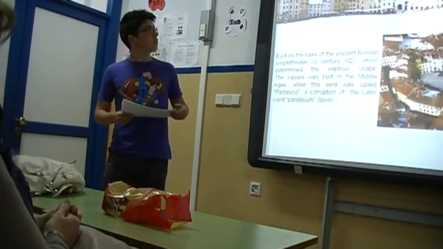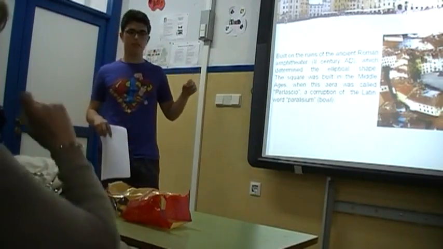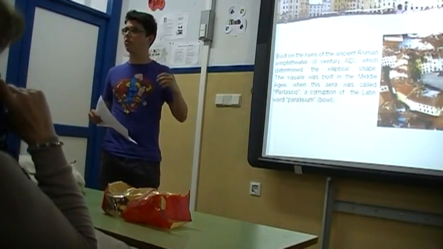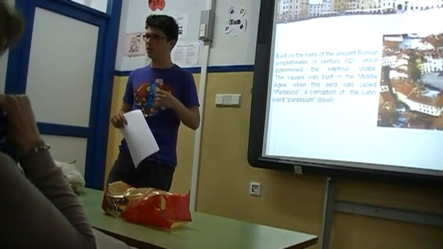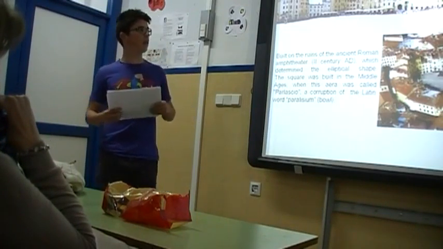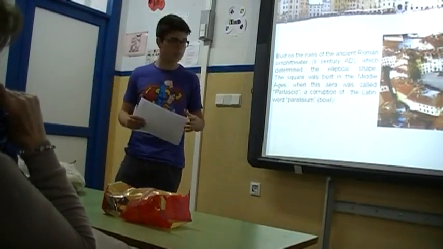Go on, the next one, yes? This is Piazza dell'Anfiteatro, Lucca. This piazza was built on the ancient Roman amphitheater in the 2nd century AD. And we can see that the piazza has an elliptical form.